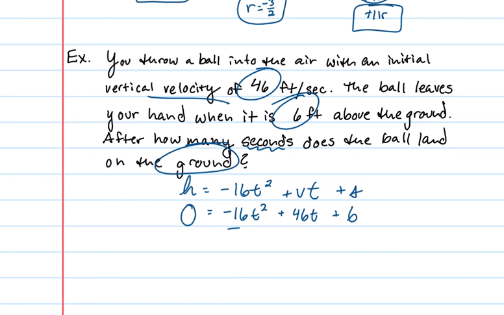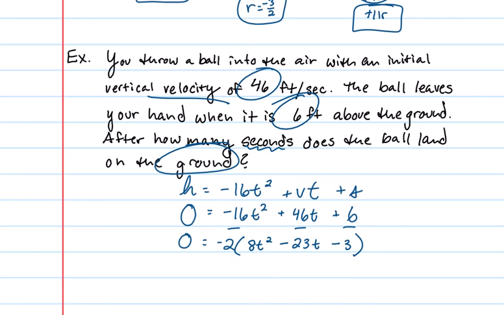Alright, so I look at these terms and I recognize what they have in common. They all have 2. So I'm actually going to go ahead and factor out a negative 2 just because it's going to be easier to have this leading coefficient be positive. So 0 equals negative 2 times 8t squared minus 23t minus 3.